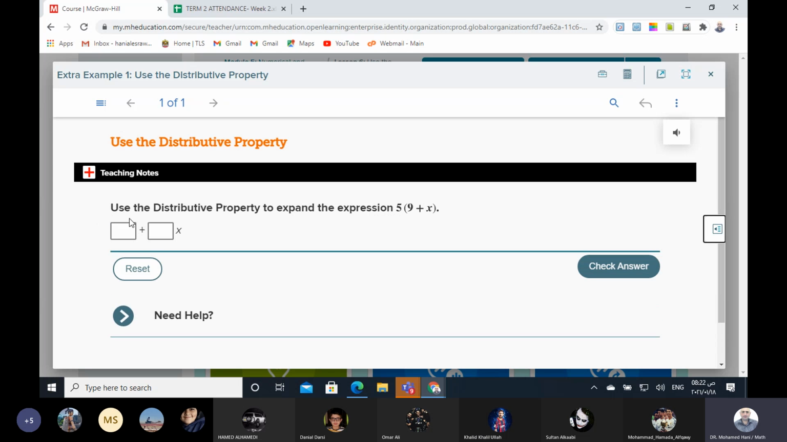Okay, the question now, use the distributive property to expand the expression 5 multiplied by parentheses 9 plus x. Okay, try to find the answer, please, and tell me your answer. 45 plus 5x. Great, Khalid. So 5 times 9 will be 45. Then 5 times x will be 5x.